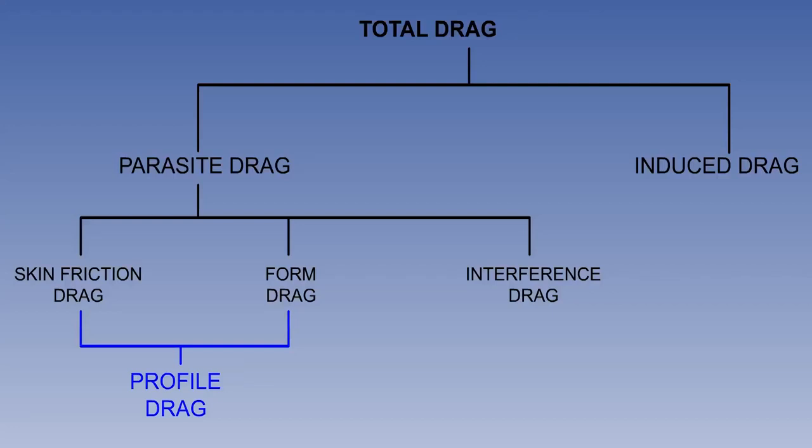This final lesson in the series on drag consists of a summary of the main points. As a reminder of the divisions of drag, here is the family tree. Parasite drag is made up of skin friction drag, form or pressure drag, which together are known as profile drag, and interference drag.